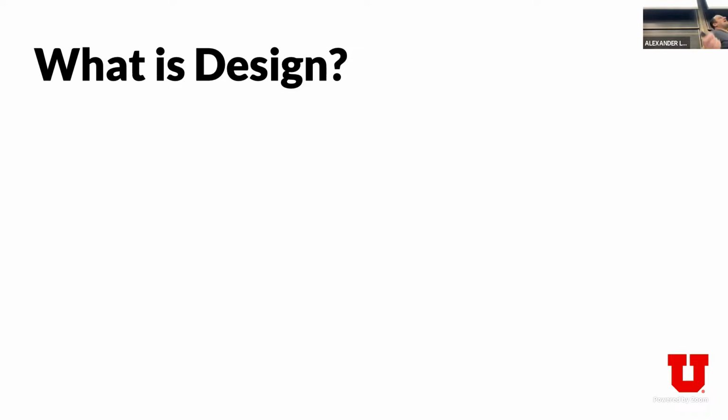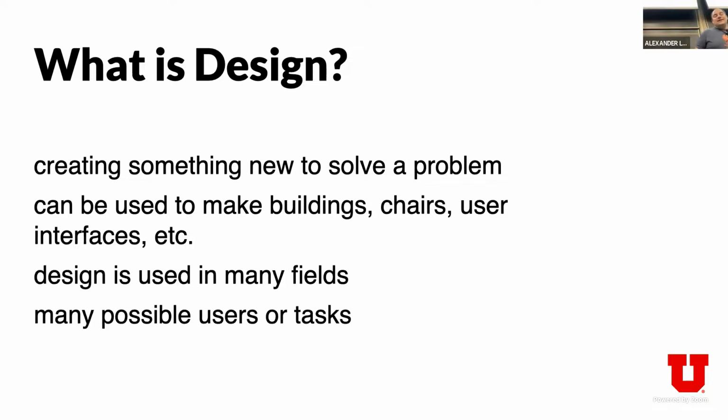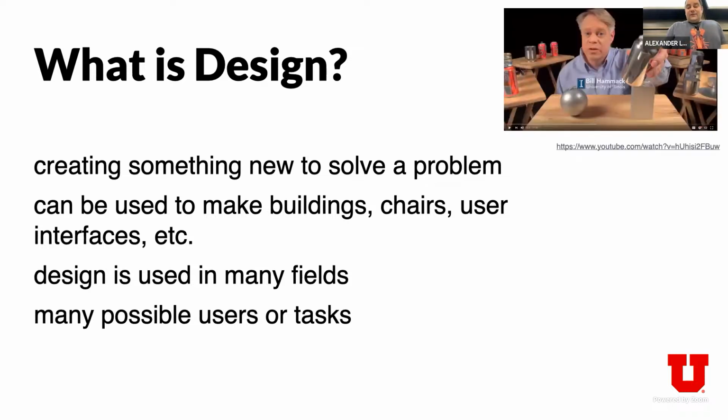But actually, design is about solving a problem, right? Like you design a car. It's not just about how a car looks, but also how it works, how the engine connects to the wheels and so on. So design is creating something new to solve a problem, and it can be used to make buildings, to make chairs, but also to make user interfaces and visualizations. And design is used in many fields, and it has many possible uses or tasks.